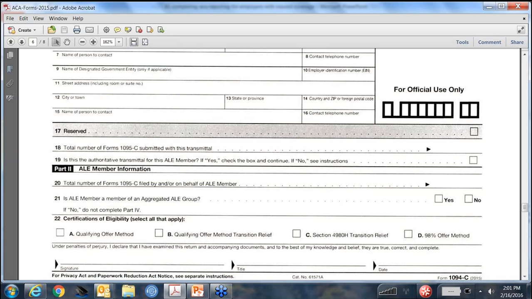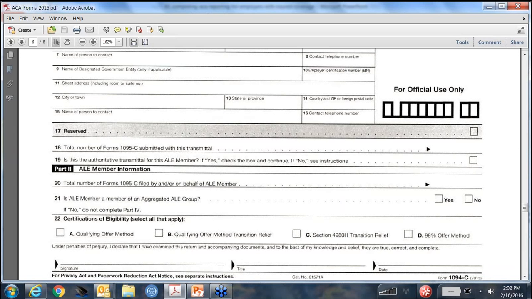Now, in most situations in line 19, you would answer yes, it's an authoritative transmittal, because you have to complete the entire form. All right? And then in most situations, line 18 and line 20 are going to be the same figure. And then in line 21, is the ALE member a member of an aggregated ALE group? What does that mean in layman's language? Are you a member of a control group? And if you are, you check that box. And there are other sections of the form that you have to complete. I will point that out to you.